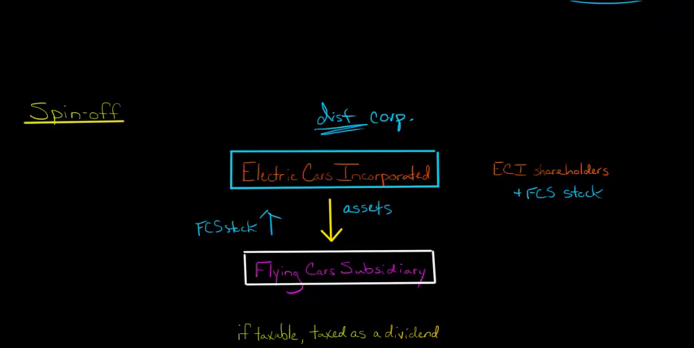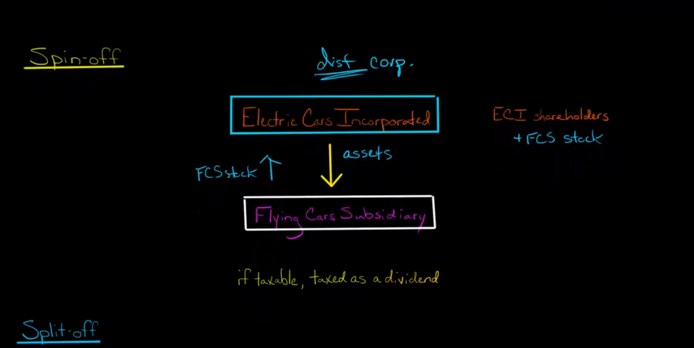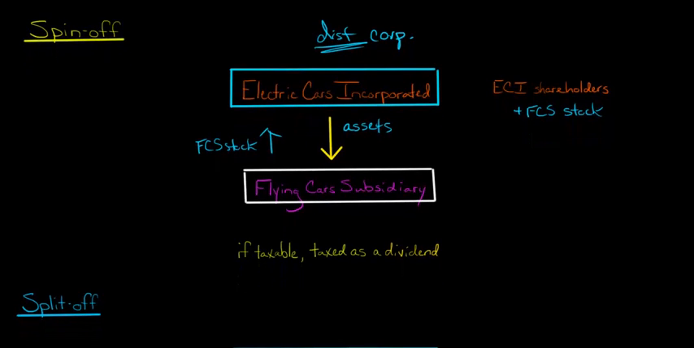Now, if a spin-off is taxable, it would be taxed as a dividend. And that makes sense, right? These shareholders are just sitting here, they own stock in ECI, and then this transaction happens, and now they get FCS stock. So it makes sense that if this is taxable, it would be taxed as a dividend. But again, it could qualify as non-taxable potentially under Section 355 and 368.